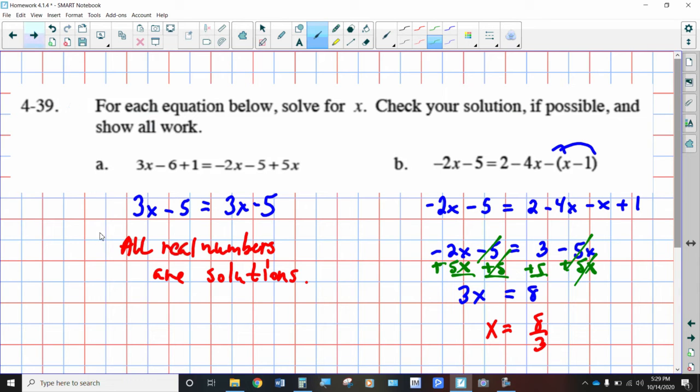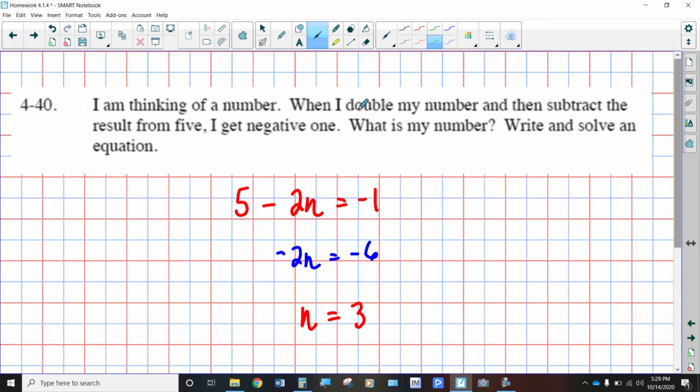Right, I am thinking of a number. When I double my number and then subtract that number from 5, so we're not taking 2n minus 5, you're supposed to be subtracting this number from 5, so it's got to be 5 minus that. You get negative 1. All right, so by the time you go through and you solve for n, you should be able to plug it in and guarantee that you got the right answer.